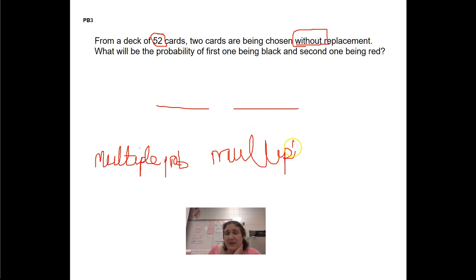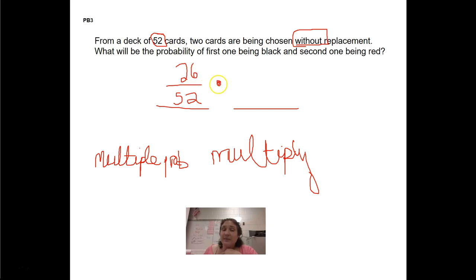My cursive is getting awful. So, first of all, we know that there's 52 cards in a deck, so that's going to be our first number. It doesn't say the word given, so we know it's going to be 52. Now it says first one's being black. So how many black cards are there? Anyone? 26. Now we're going to assume that we got the black one first.